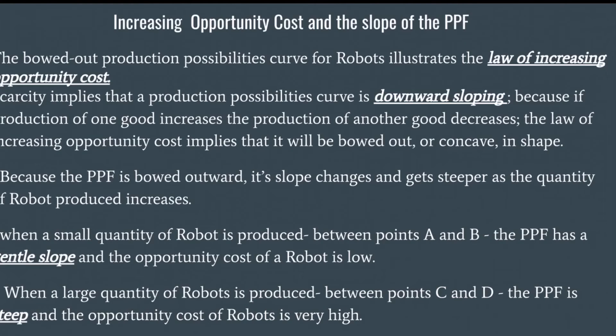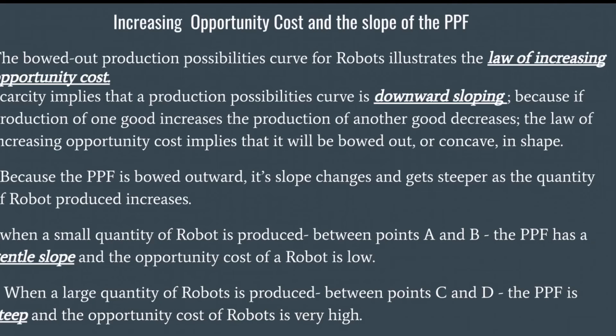The increasing opportunity cost and the slope of the PPF. The bowed-out production possibilities curve for robots illustrates the law of increasing opportunity cost. We have seen the constant opportunity cost where the graph is linear or a straight line, whereas for increasing opportunity cost it is bow shaped or concave in shape. As scarcity implies that the production possibilities curve is downward sloping, because if production of one good increases, the production of another good decreases. The law of increasing opportunity cost implies that it will be bowed out or concave in shape.